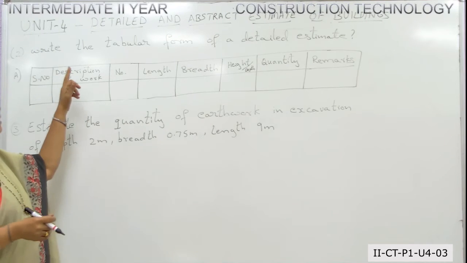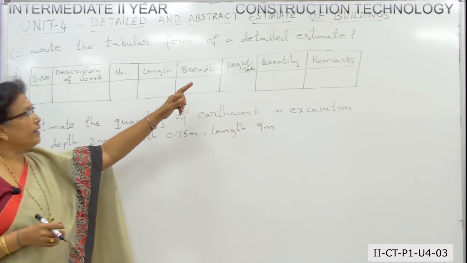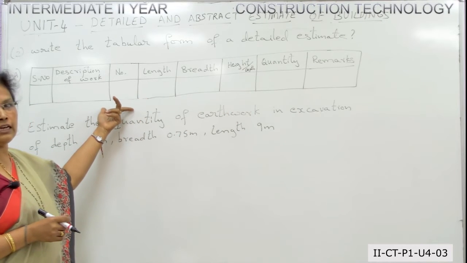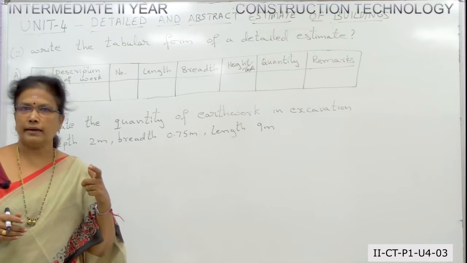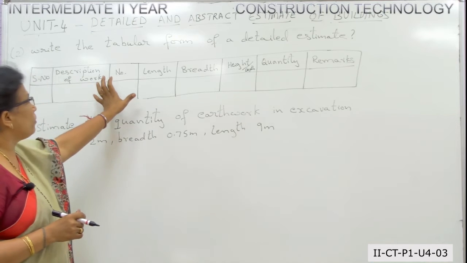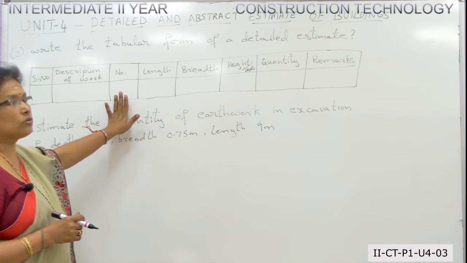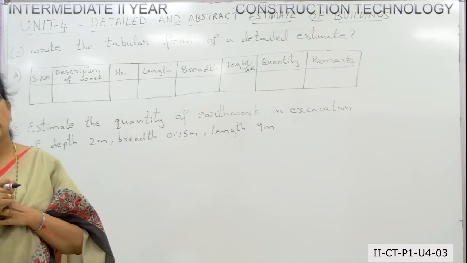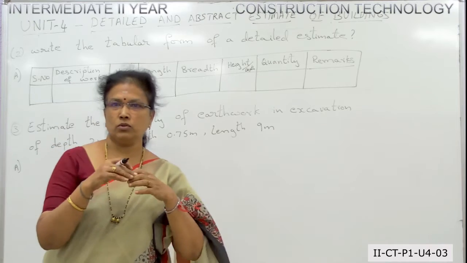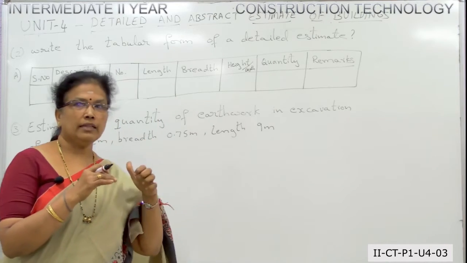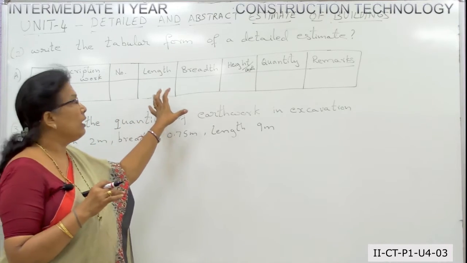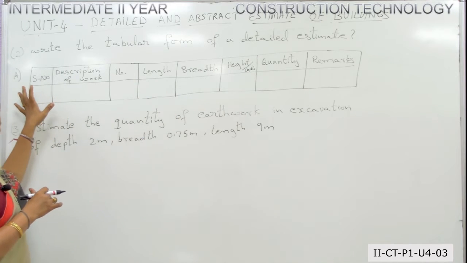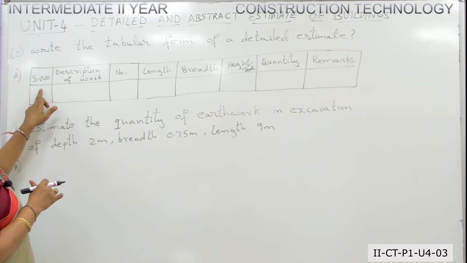Here comes the second question, that is, write the tabular form of a detailed estimate. So this is the tabular form of detailed estimate. Whenever you are doing a detailed estimate, you need to draw one table like this. This is called the detailed estimate form. And you have another form, the abstract estimate form, that will be used for your next chapter. In this chapter, mostly we will be using the detailed estimate form. In this, you have columns.